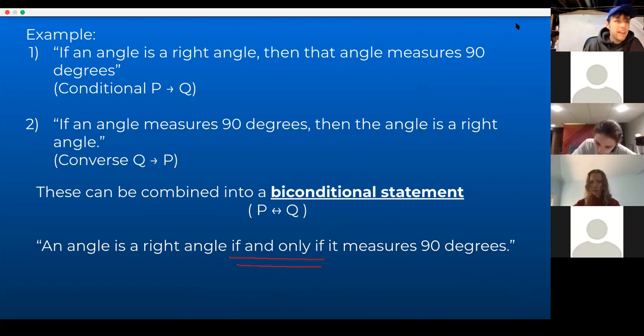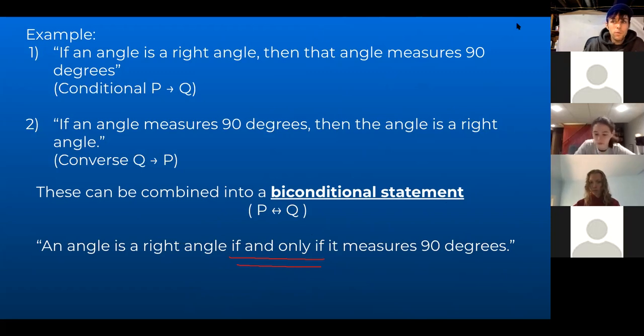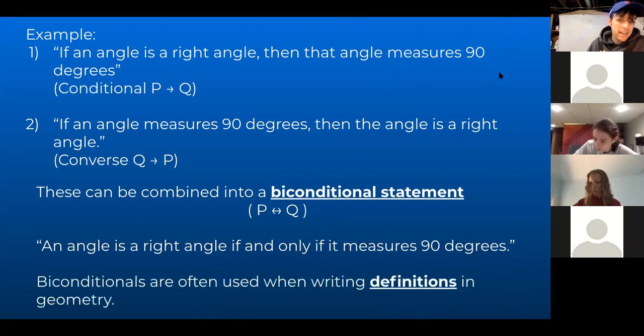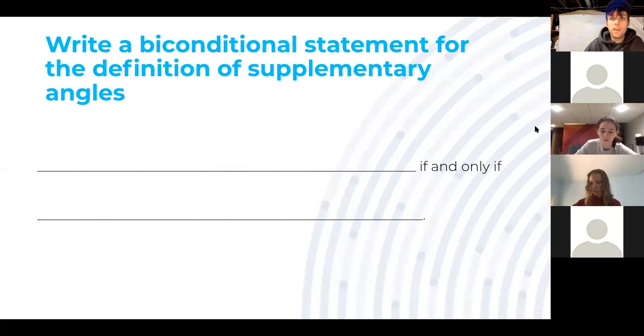All right, that's just a really quick thing, and we'll do one more example of it right here. So I'm going to clear what I have. Yeah, biconditionals are used when we write definitions. That's really where we're going to see them. All right, so let's write a biconditional statement for the definition of supplementary angles. I'm going to get it started for you. So I have a blank, and then an if and only if, and then another blank. We've got to think about what we know about supplementary angles, right? They have to add to 180.